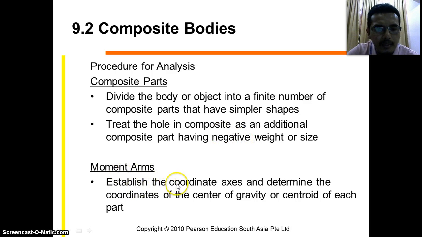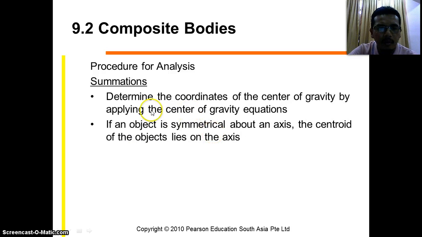Next, establish the coordinate axes and determine the coordinates of the center of gravity or centroid of each part. So we need to define the x and y axes. Then the summation determines the coordinates of the center of gravity by applying the center of gravity equation. If an object is symmetrical about an axis, the centroid of the object lies on the axis.